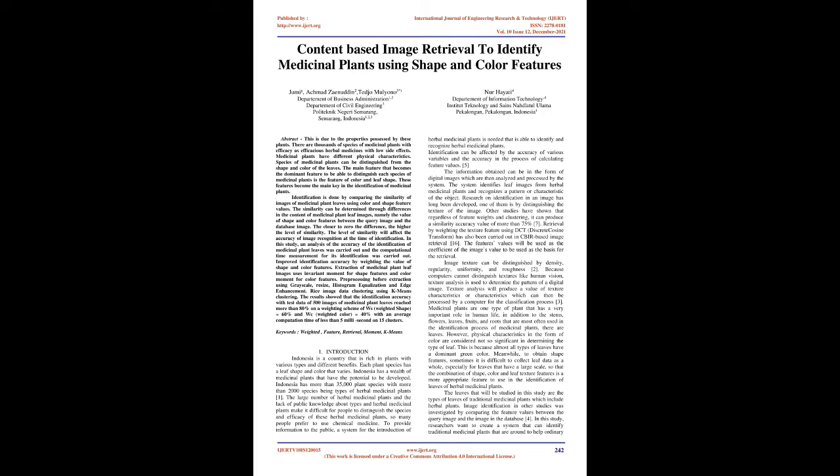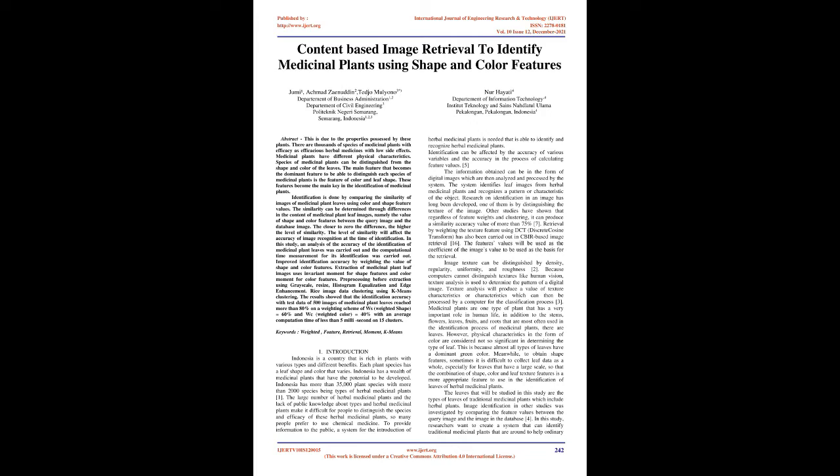The similarity can be determined through differences in the content of medicinal plant leaf images, namely the value of shape and color features between the query image and the database image. The closer to zero the difference, the higher the level of similarity. The level of similarity will affect the accuracy of image recognition at the time of identification.